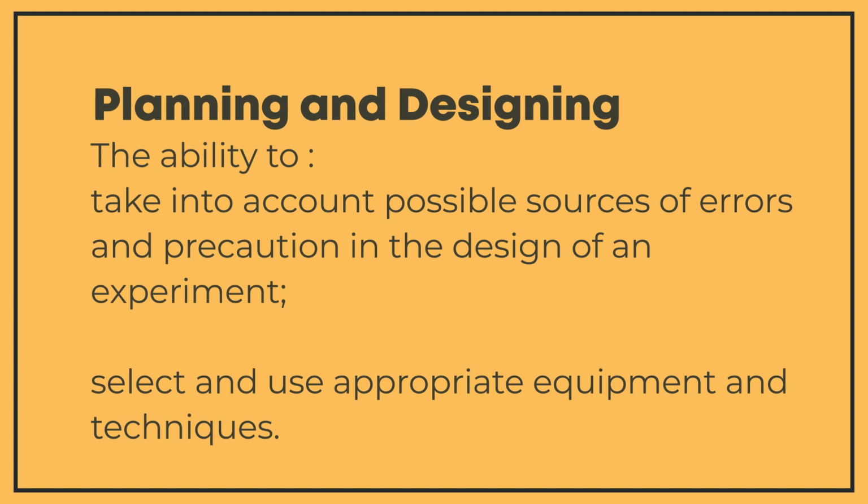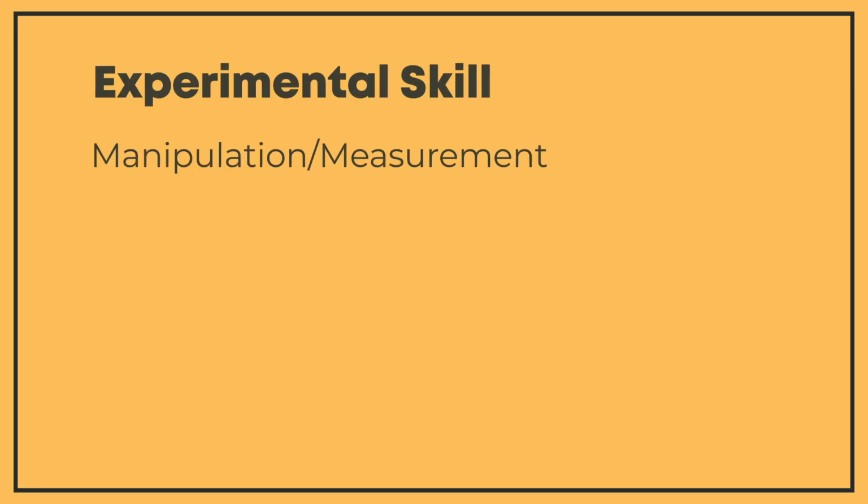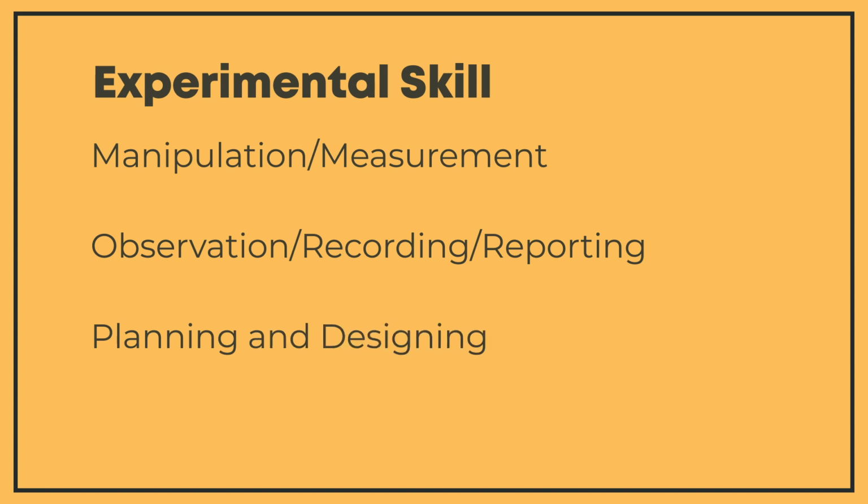So those are some things that they will look out for and expect you to demonstrate for this aspect of experimental skill. So 3 things that they look for in experimental skill: that's manipulation and measurement, observation, recording and reporting, as well as planning and designing. Those are the 3 things that they look for under experimental skill.